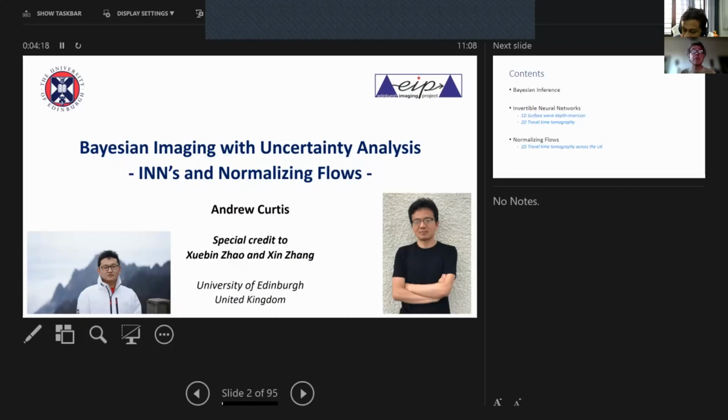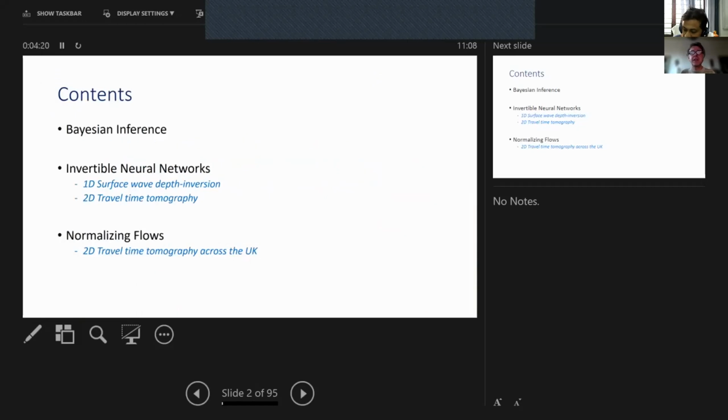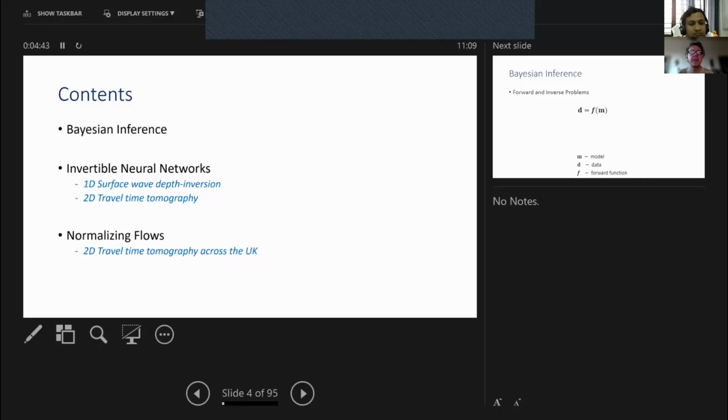So in this part of the talk, what I'm going to do is again summarize from yesterday the Bayesian inference problem that we're trying to solve. And then we will look at these two classes of methods, invertible neural networks and normalizing flows. And I'll use similar kinds of examples to yesterday so that we can compare them to the results that we saw yesterday. So 1D depth inversion and 2D travel time tomography, including some real data, again, from across the UK.